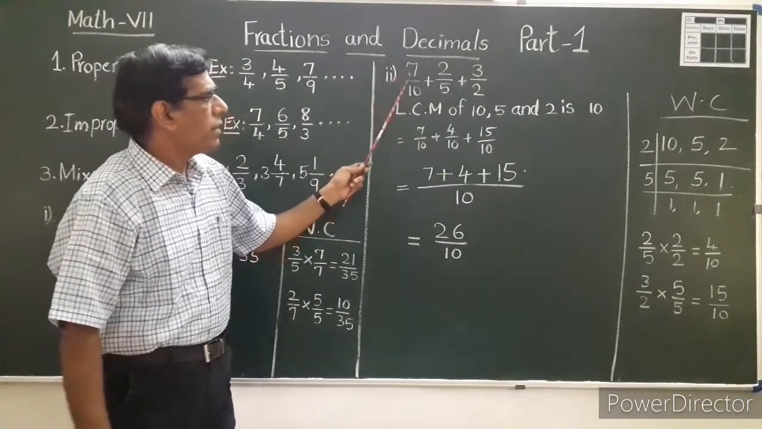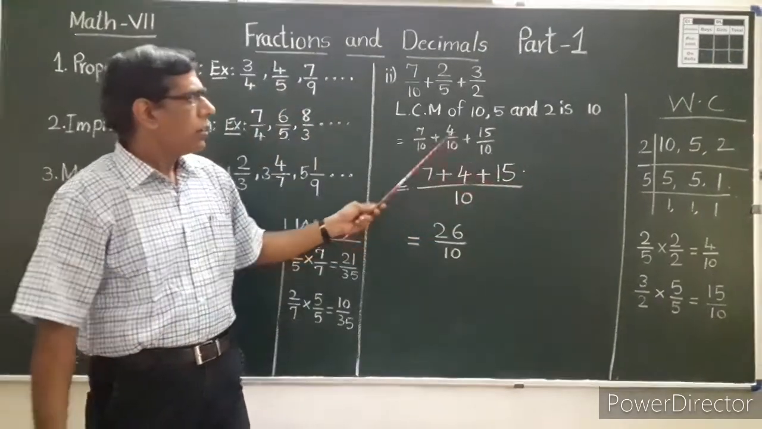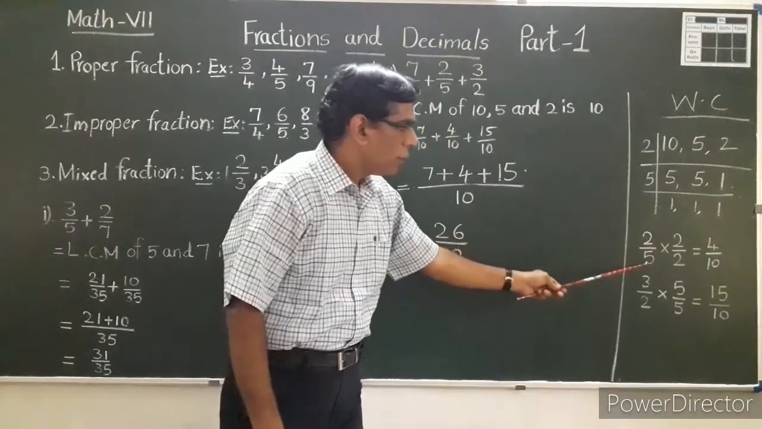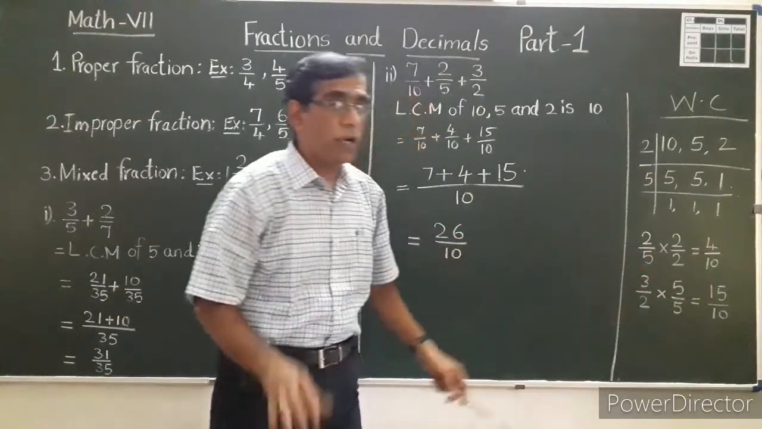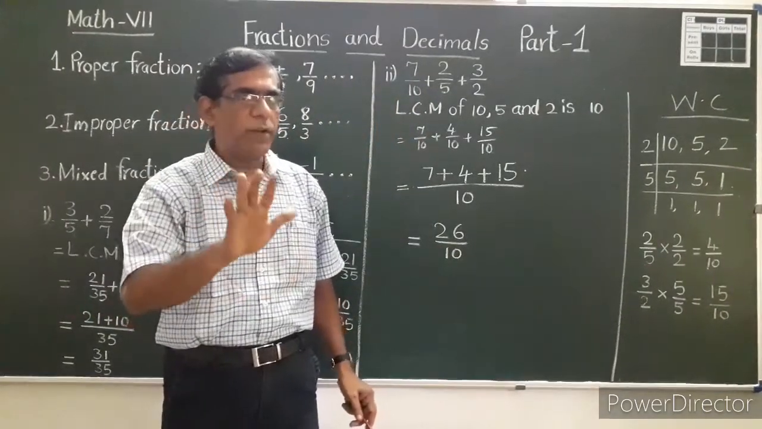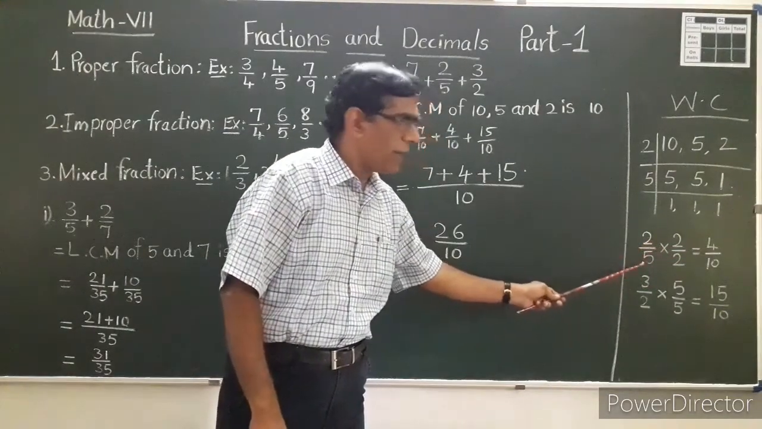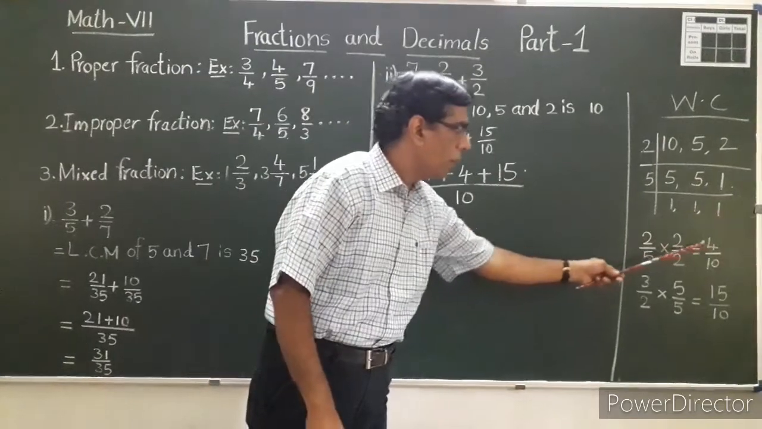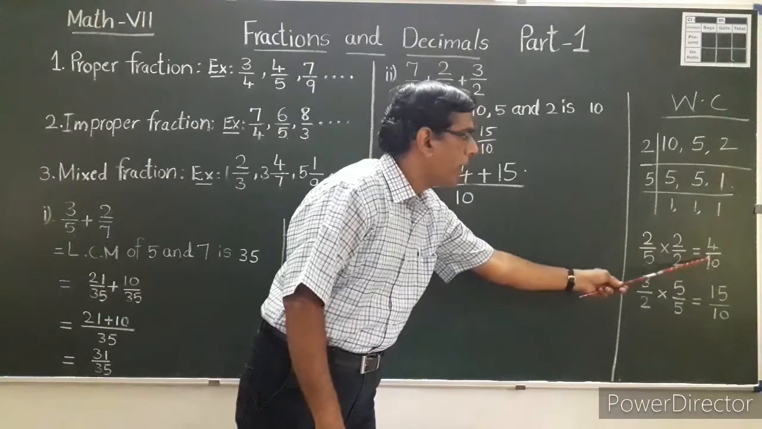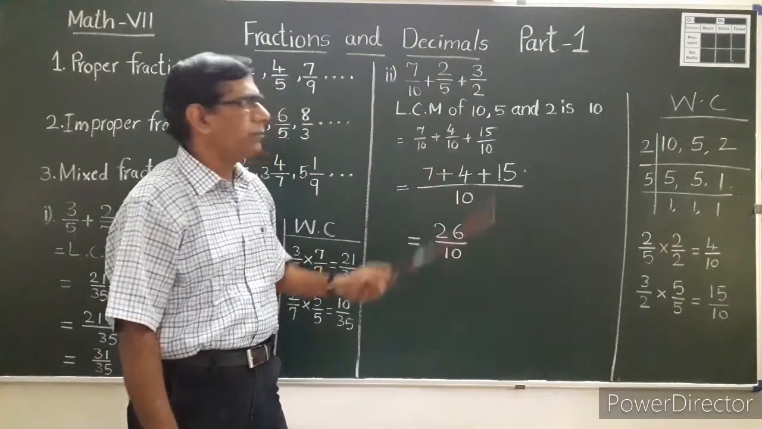Now I will add. 7 by 10 stays as it is because 10 is the LCM. For 2 by 5, I will multiply and divide by 2: 2 by 2 into 2 by 5. 2 twos are 4, 5 twos are 10. So now 4 by 10 plus 7 by 10.